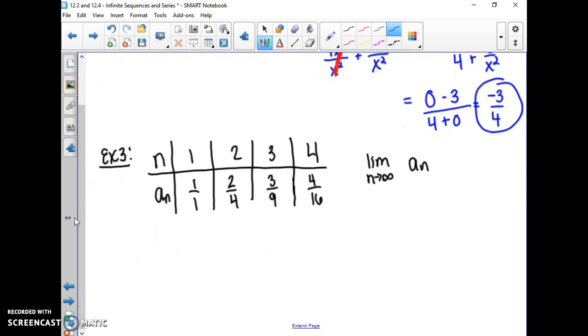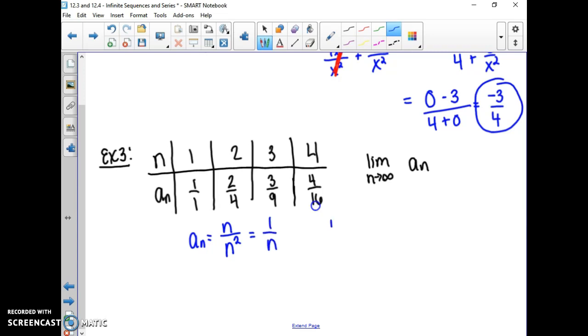Our next example here is a little bit different because they don't give us a formula. You have to come up with your own formula for this. So our a sub n here would be n over n squared. You can see that we have 2 over 2 squared, which is 4. Here we've got 3 over 3 squared. 4 is 4 over 4 squared, which is 16. You'll also notice that this will reduce to just be 1 over n.